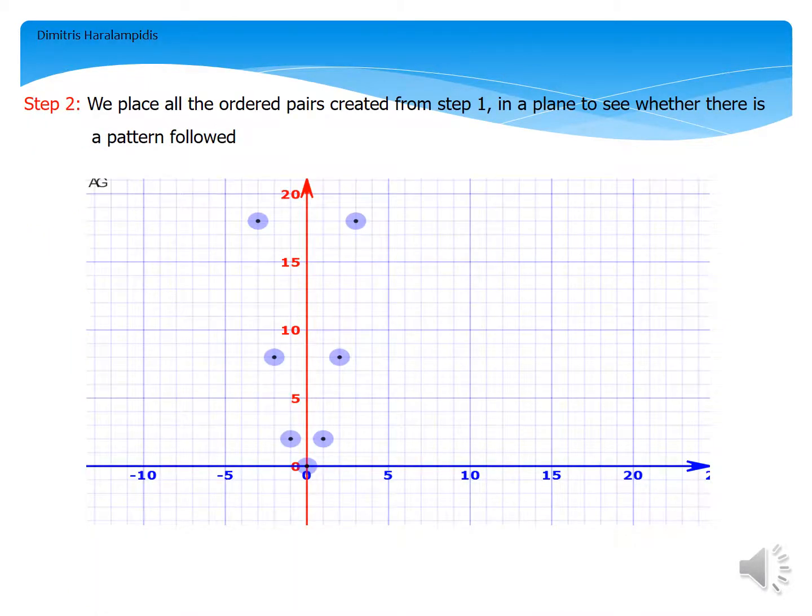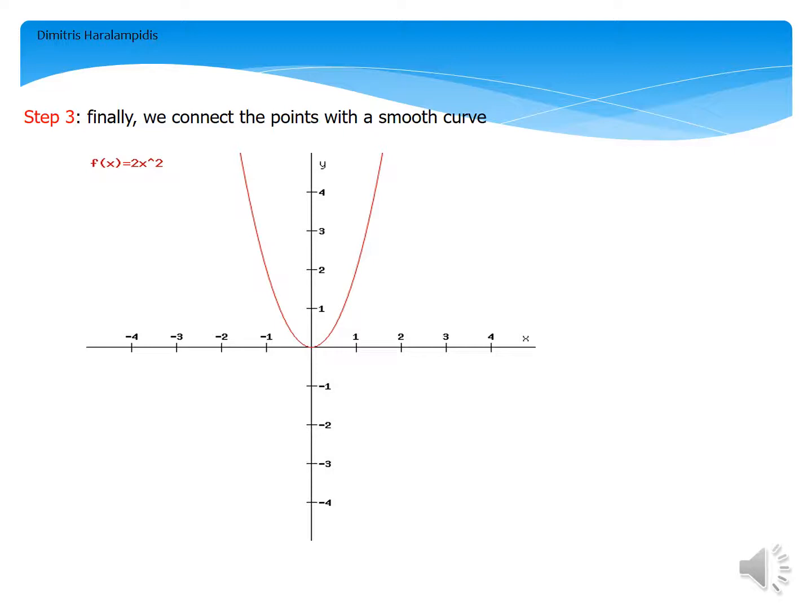In the second step, we place all the ordered pairs created from step 1 in a plane to see whether there is a pattern followed. You can see here that we already placed the points taken, the ordered pairs taken, in a Cartesian plane. And finally, in the third step, we connect these points with a smooth curve. By doing that, we get the graph we needed from the beginning.